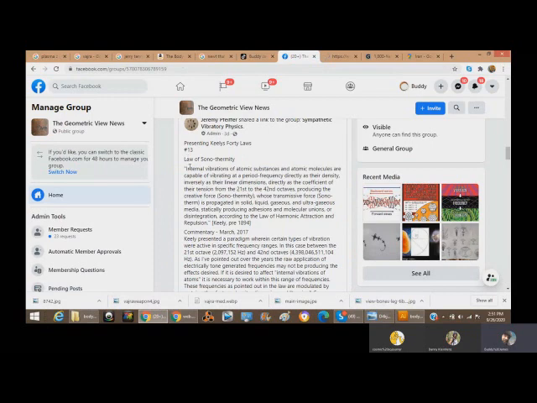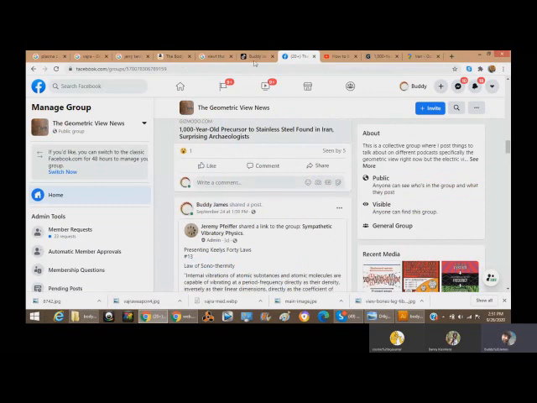Sonothermity, internal vibrations of atomic substances and atomic molecules are capable of vibrating at a period frequency directly as their density, inversely as their linear dimensions, directly as their coefficient of... Wow, that is a mouthful. That's Keely for you.